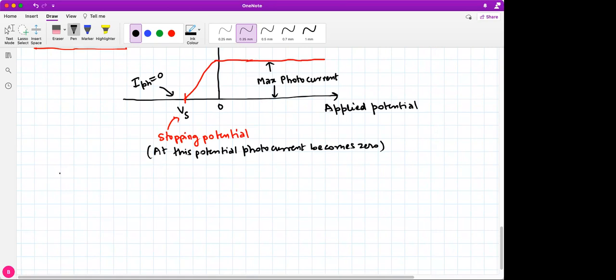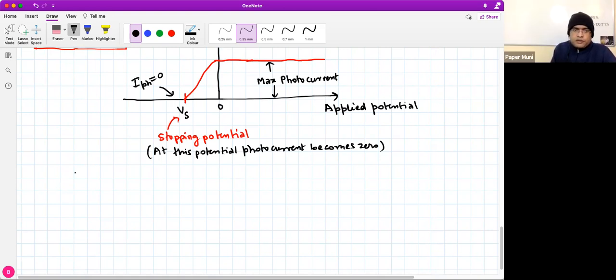So let's see what were the experimental results. What were the experimental results? Let's briefly see them.